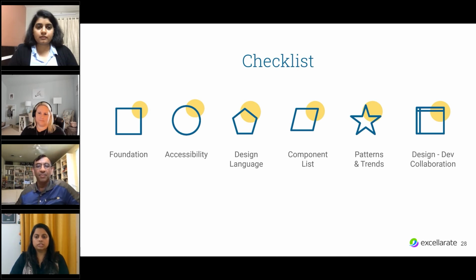Design language, component list, understanding the patterns and trends, and then design and development collaboration. So this design and development collaboration is a major checklist, I will say, a checkpoint over here, because designers and developers have different terminology. They need to come up with a common ground of terminology.